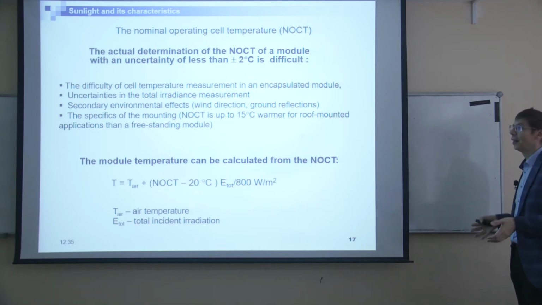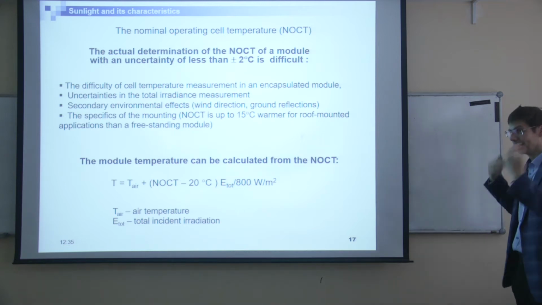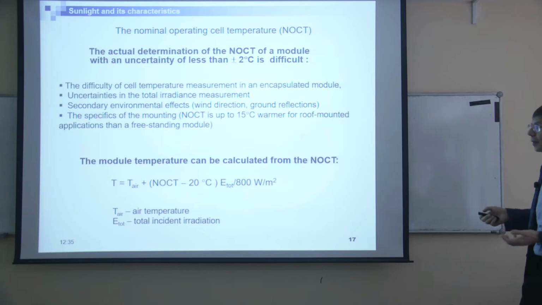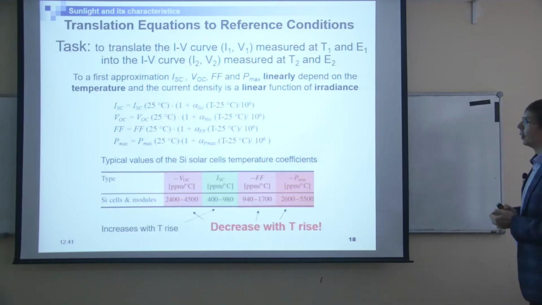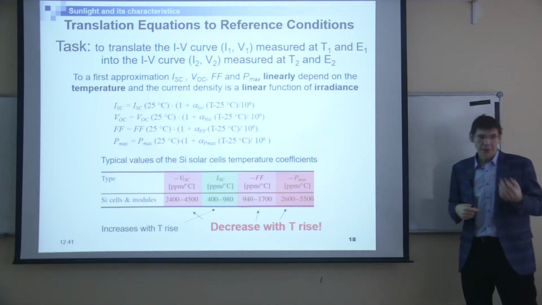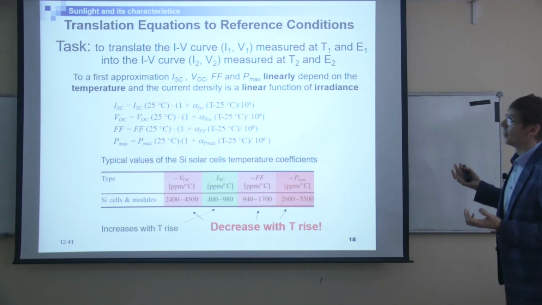You have a lot of sun and a lot of heat, so you can get, I'm afraid to estimate this value, but it could be even 80 degrees, something like this. And now, what happens with solar cells when the temperature is changed?